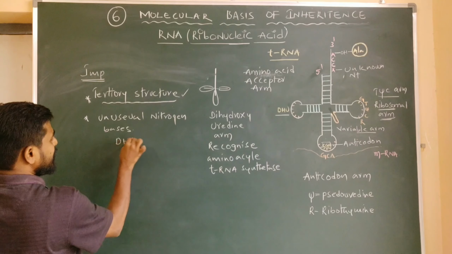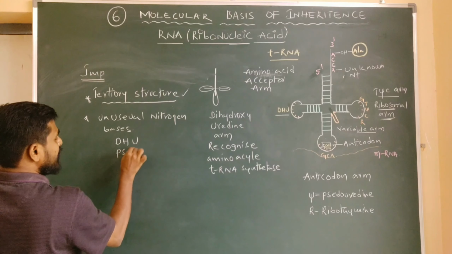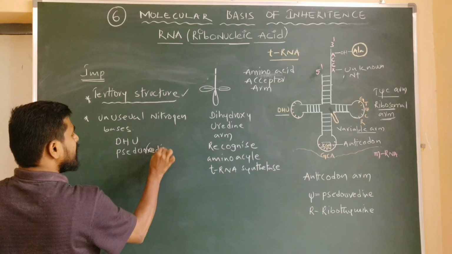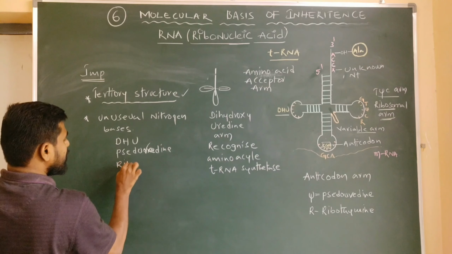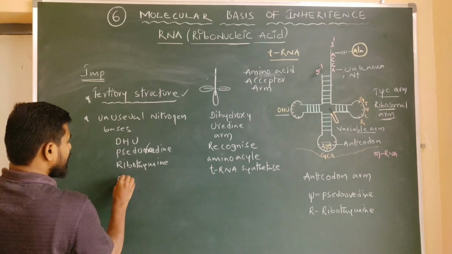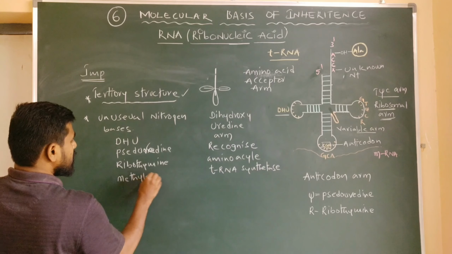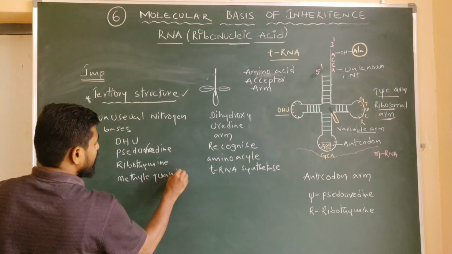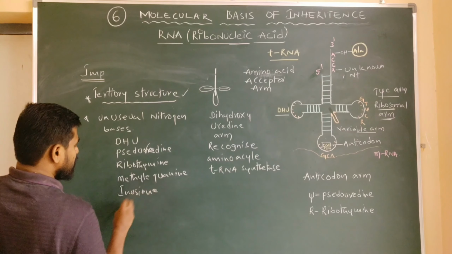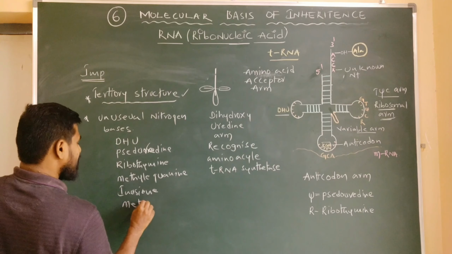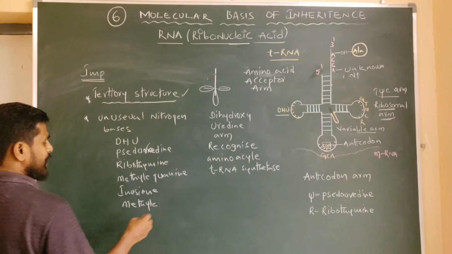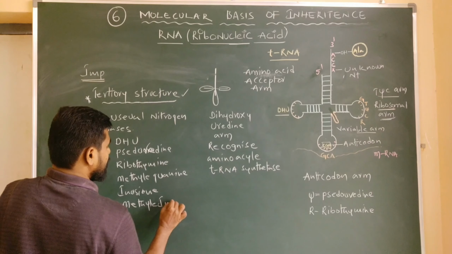Just now we have seen DHU, pseudouridine, ribothymine, methyl guanine, inosine, and methyl inosine. These are the different types of unusual nitrogen bases we can find in the tRNA molecule.